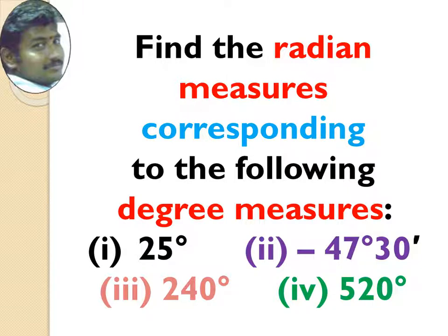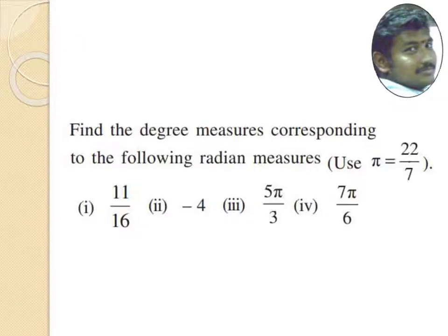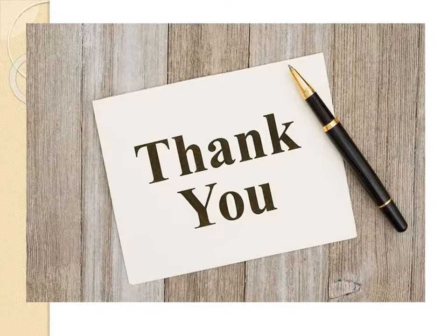The same method you can use to solve these sums. Find the radian measures corresponding to the following degree measures: 25 degree, minus 47 degree 30 minutes, 240 degree, 520 degree. In the same way, find the degree measures corresponding to the following radian measures. You need to use pi equal to 22 by 7 here. Okay, these are the given sums. You need to convert radian to degree measures. You can do it yourself.